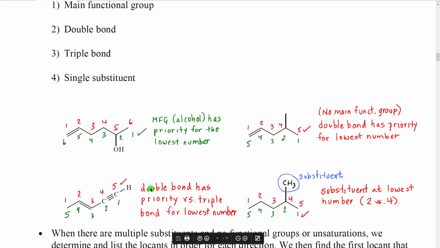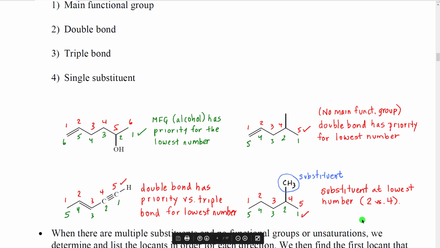Coming down here, again, we have no main functional group, but what we have is a double bond and a triple bond. So now, in the red numbering system, the double bond starts at number 2 and the triple bond starts at number 4. In the green numbering system, the triple bond starts at number 1 and the double bond starts at number 3. If we look, double bond has a higher priority for numbering. So therefore, we would choose the red numbering system, where the double bond has the number 2, as opposed to the green numbering system, where the double bond has the number 3.